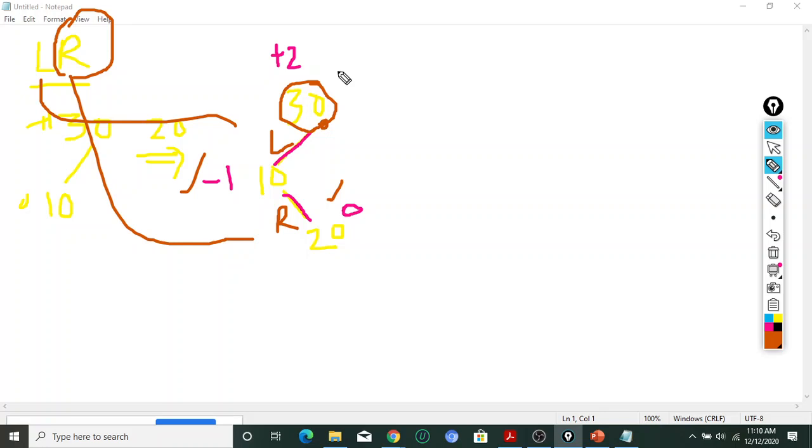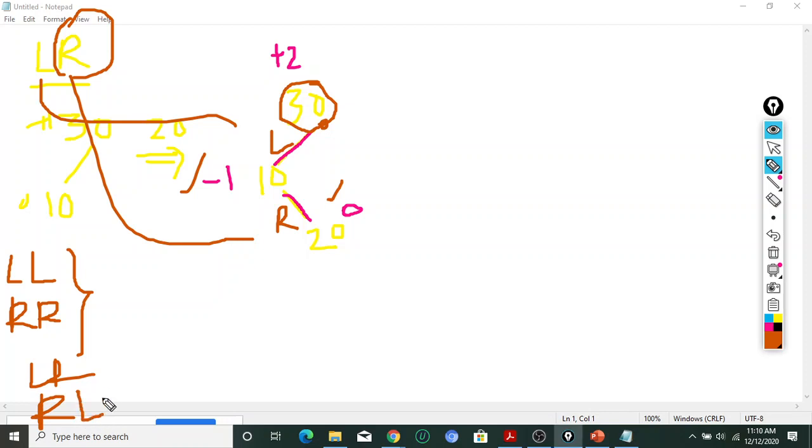Whenever we perform this kind of LR rotation, look at this: we have LL rotation and RR rotation, and these two are single step, or single rotation. LR and RL are double rotation. That means we have to balance the tree in two steps, not a single step. Okay, how can I do that? It is an LR rotation. First we will perform the left rotation.